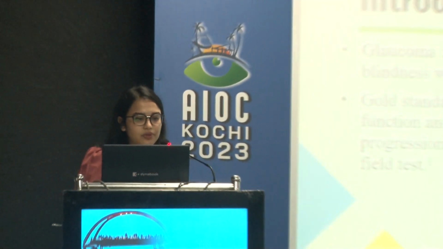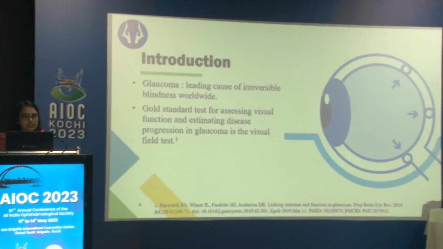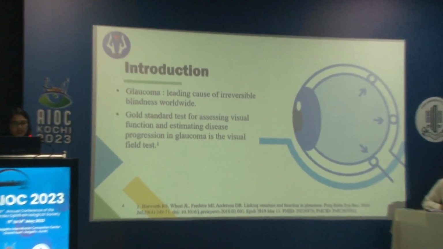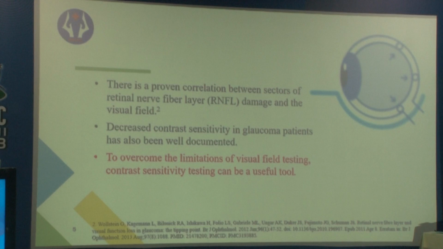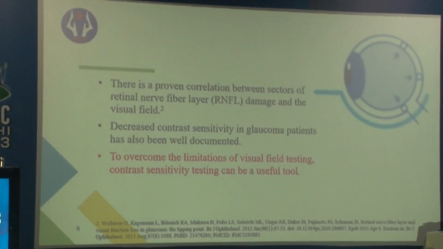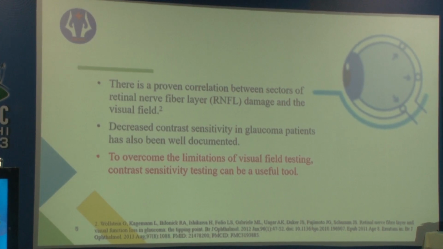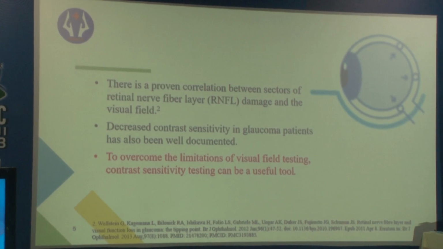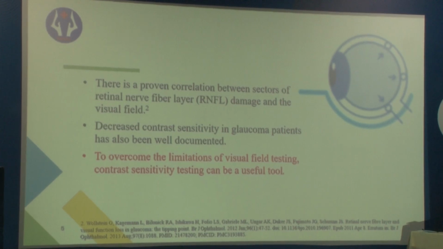Now, glaucoma is a leading cause of irreversible blindness worldwide, and as we all know, the gold standard for testing visual function and estimating the disease progression in glaucoma still is the visual field test. There is a proven correlation between the different sectors of the retinal nerve fiber layer damage and the visual field. However, decreased contrast sensitivity in glaucoma patients has also been well documented. To overcome the limitations of visual field testing, especially in old uncooperative patients, we hypothesize contrast sensitivity testing can be a very useful tool.